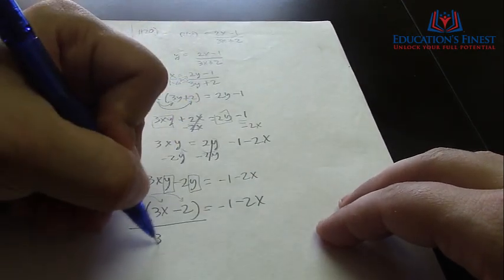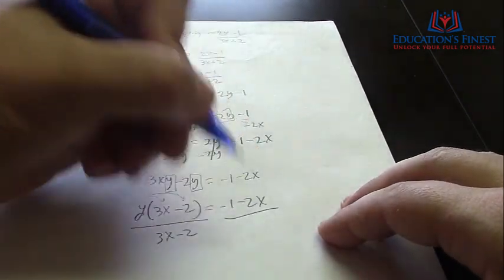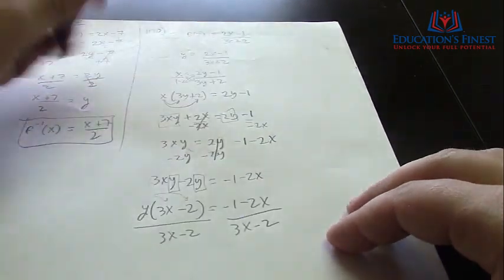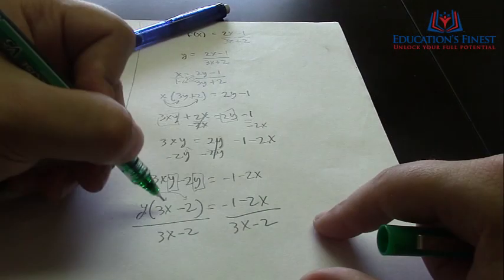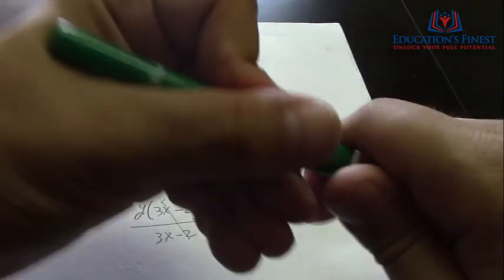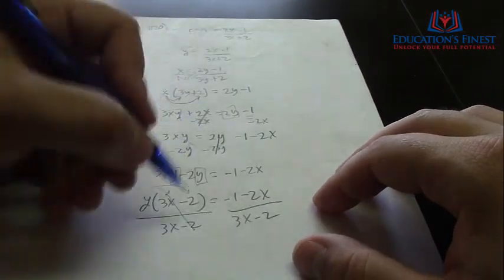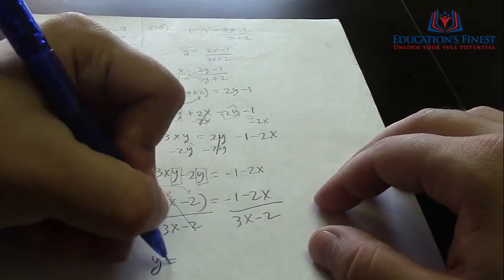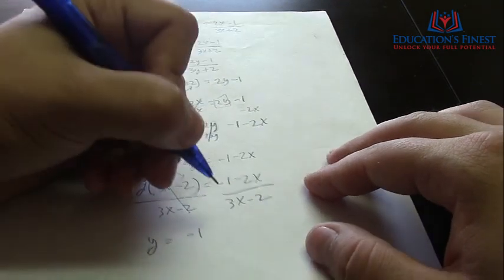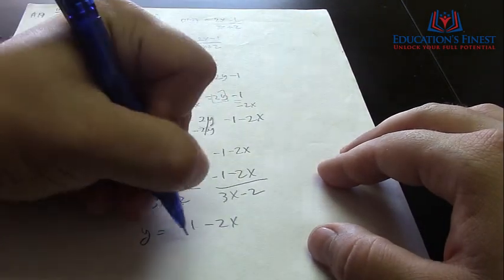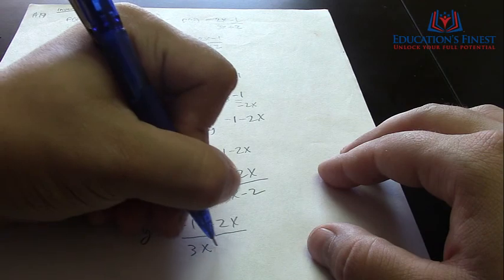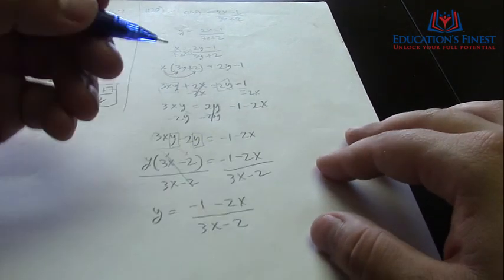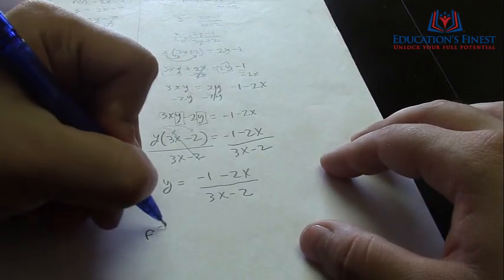Now you're just going to divide 3x minus 2 to both sides. I'm going to try to get fancy here and have some multi-colors going on. That guy cancels out, so you're left with y equals (negative 1 minus 2x) over (3x minus 2). And that is your inverse. Again, at the end, you just use a little inverse notation here.